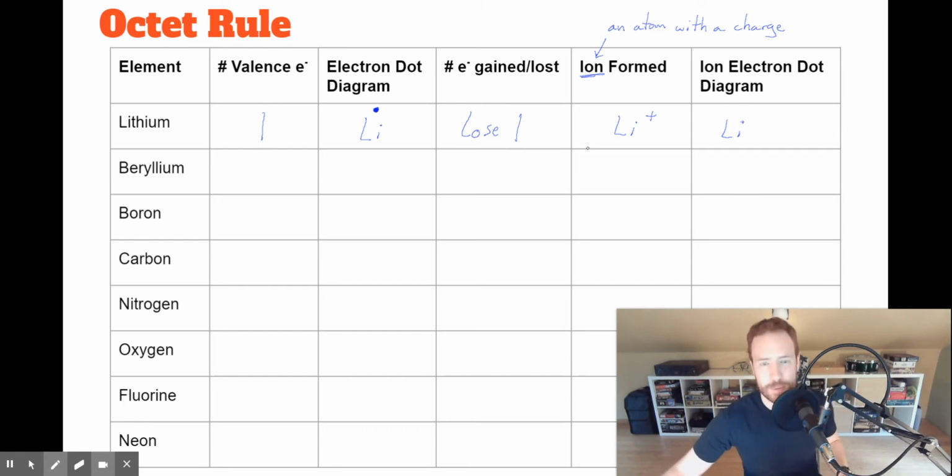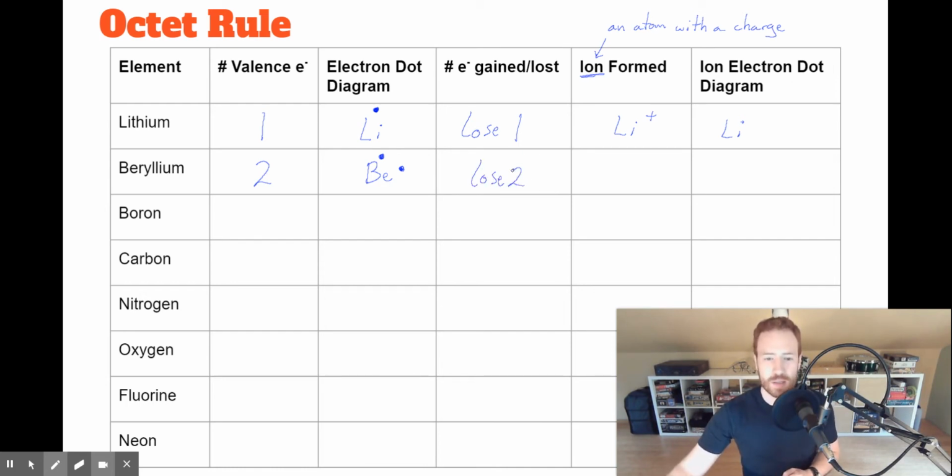Okay, next example. Beryllium. Beryllium is in the next column of the periodic table, column 2, or group 2, or family 2. That means that it has two valence electrons. Its electron dot diagram in this standard neutral form is going to look like that. Now, to fulfill the octet rule, is beryllium going to gain 6 electrons and bring it up to 8? Or would it be easier for it to lose 2 electrons? It's still easier to lose electrons in this case, so it's going to lose 2.